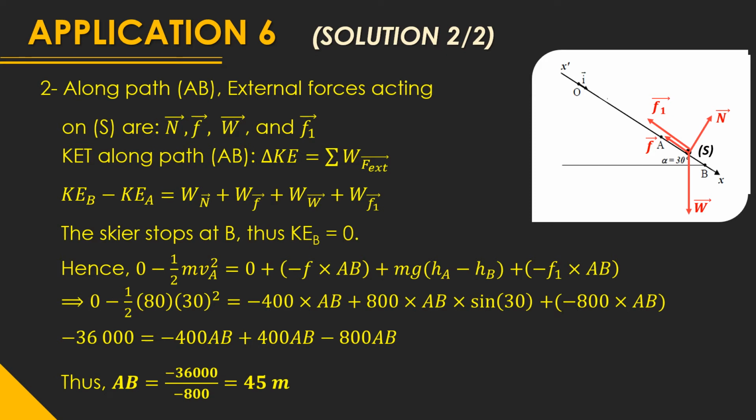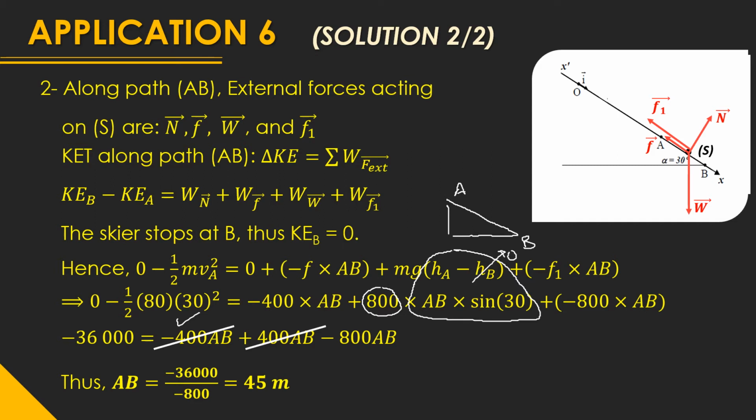Now we notice that we already have a lot of the parameters. Half m v_A squared, that's trivial. F times AB, where AB is what we need to find. Mg is 800. Height A minus height B, in the same manner as before using the triangle. This is B and this is A. If I just want to find the height of A, because height of B is 0, this is the height of A. If this angle is alpha, height A is nothing but AB sine alpha. Minus F1, which is given to be 800, times AB.